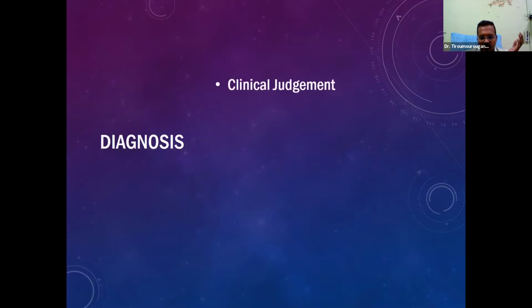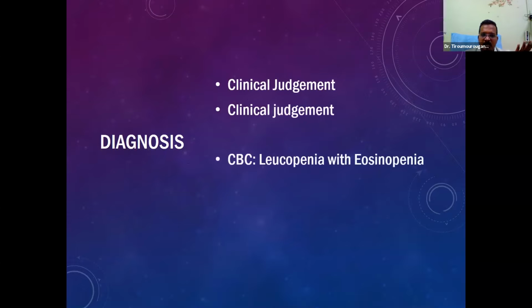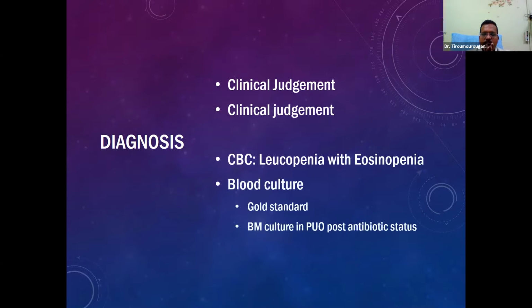So how do we want to diagnose this? I think we still go back to our clinical judgment, and something which we keep talking about a lot. Actually, Dr. Palani Raman, who is very passionate about it, would vouch for this. Leukopenia with eosinopenia in the hemogram pretty much helps us. But the gold standard is always a blood culture.